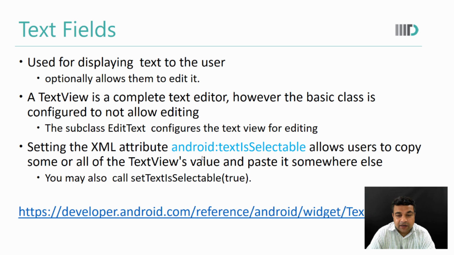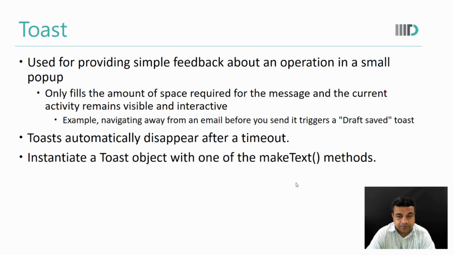We can set the XML attribute android:textIsSelectable, which then allows the user to copy some or all of the text view's value and paste it somewhere else. You may also call setTextIsSelectable(true). More information about text view is available by following the link given here in the slide.